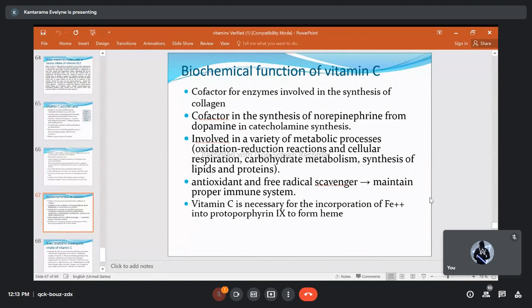It is a cofactor in the synthesis of norepinephrine from dopamine in catecholamine synthesis. It is involved in a variety of metabolic processes. It has antioxidant properties. It is necessary for the incorporation of iron into porphyrin to form heme.